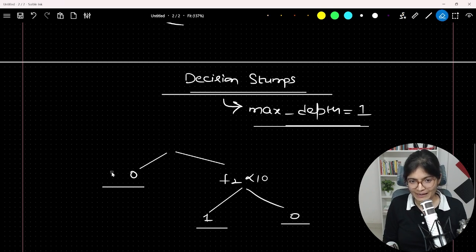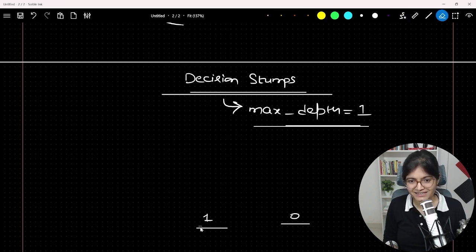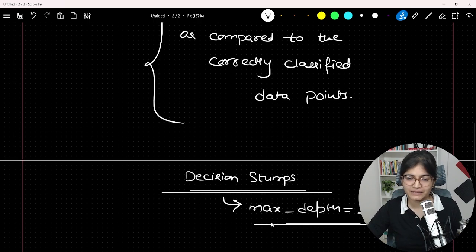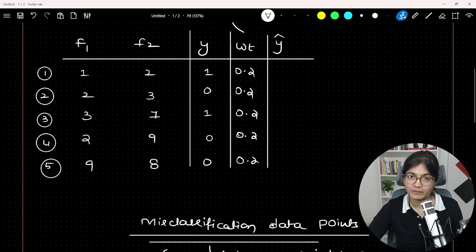Everything I'm telling you here, we will be able to see in the practical demonstration in the upcoming session. But this is how the decision tree will be curated as per the 2 sets of data points that we have, and the maximum depth of that decision tree will be 1. In Adaboost, we call that a decision stump.